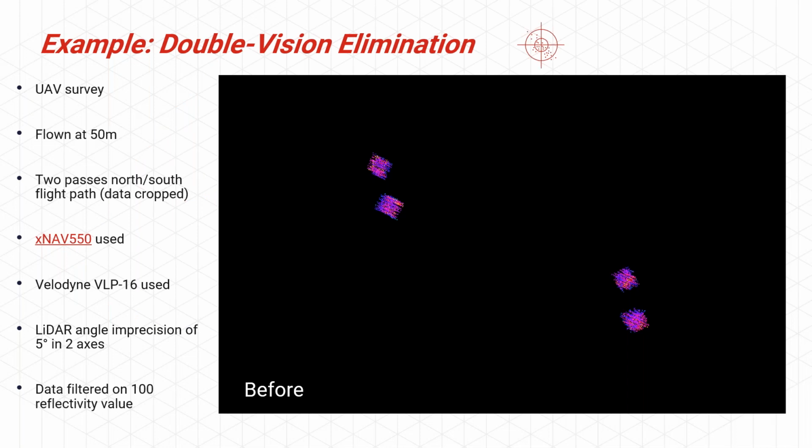So these are some examples of data. What you're seeing here is a point cloud that has been filtered for only the highly reflective objects. So you should be able to see 4 squares. Now, what these are actually 2 squares in real life, but you can see 4 of them because double vision has occurred. So what has happened is a UAV has flown over 2 targets going north.